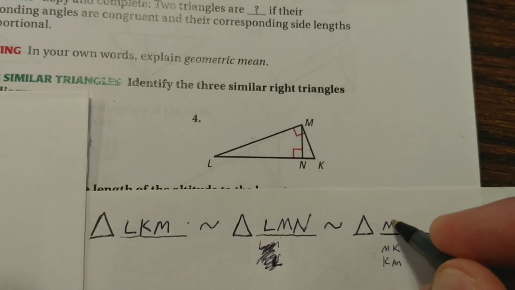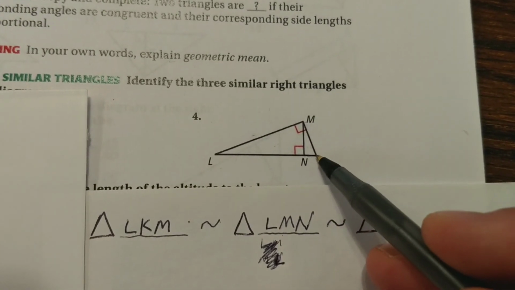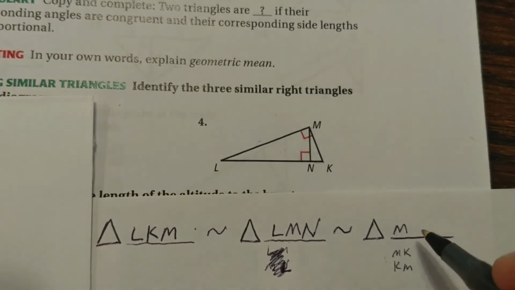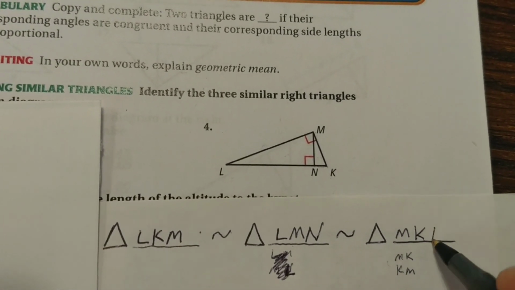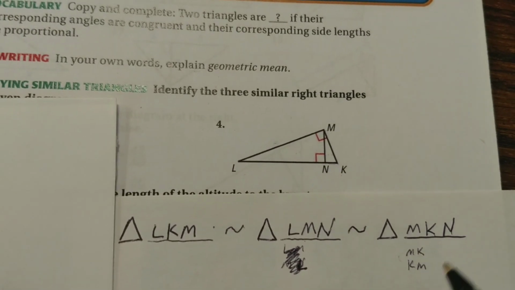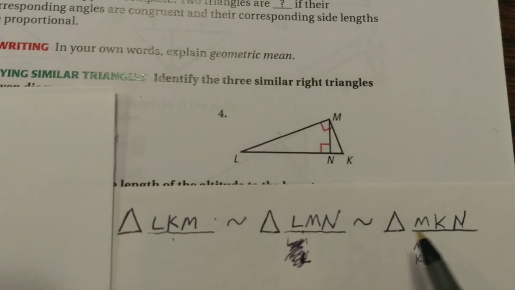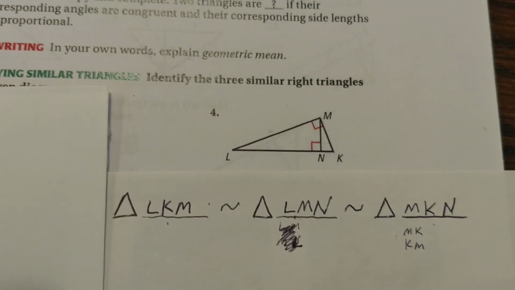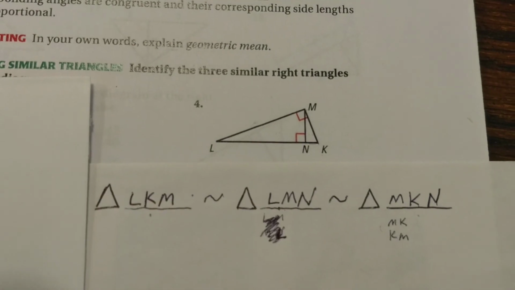Okay, so we're going to start with M, and we go to K of the hypotenuse because K is the one near that short leg. And then finally, the last part of that small triangle is N. So we've got all three triangles, the largest one, which is made up of the medium size and the small triangle. All three of them are similar, and this similarity statement shows which parts of the triangles go together.